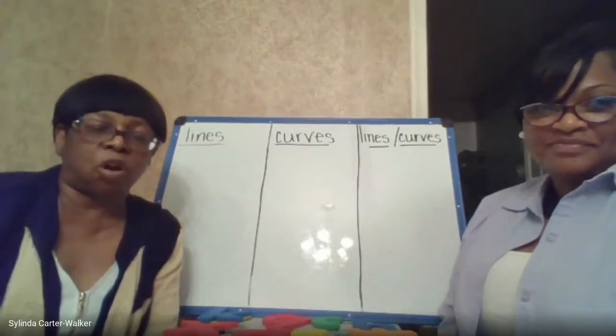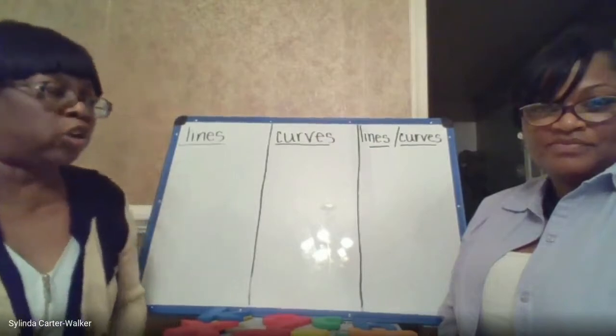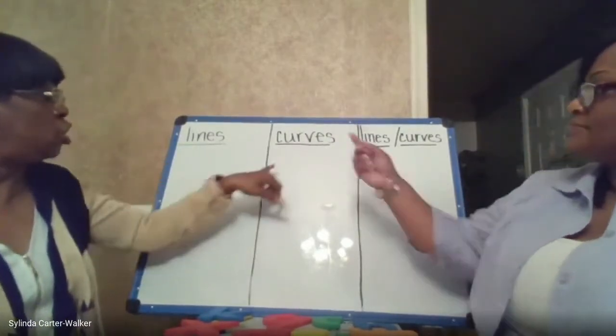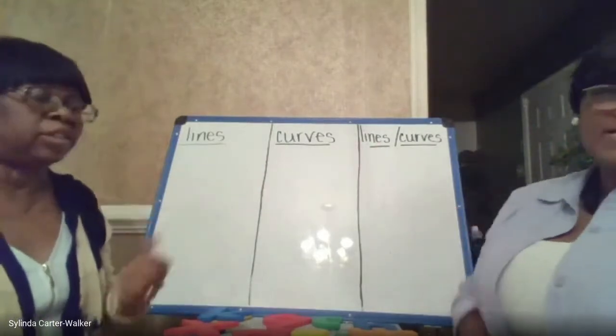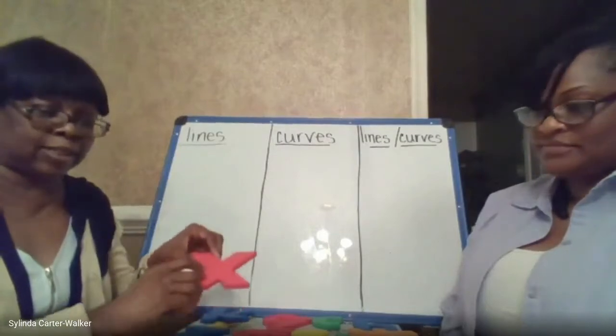Today, we're going to talk about letters and the different shapes of the letters. We're going to look at whether the letters have lines, curves, or lines and curves. So we'll start with the letter X.